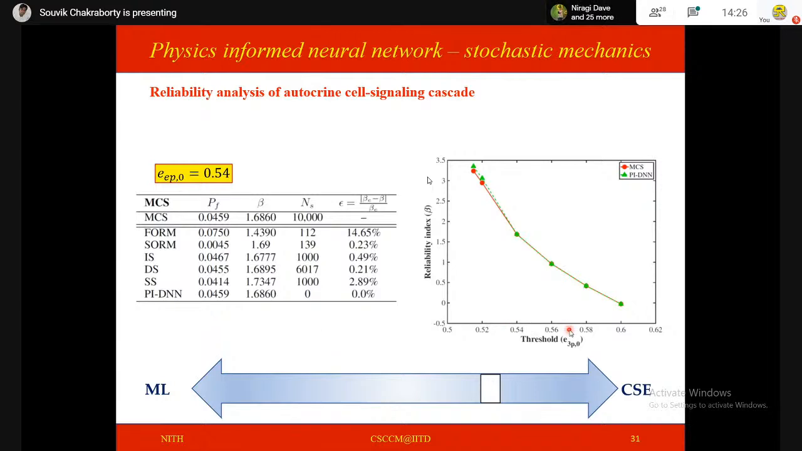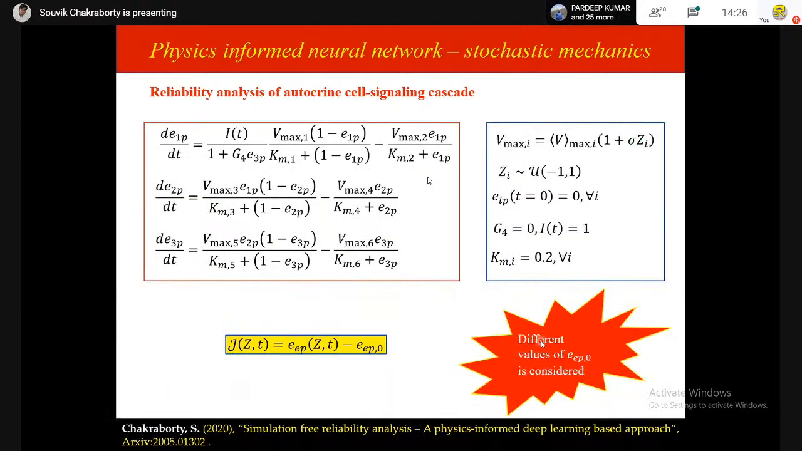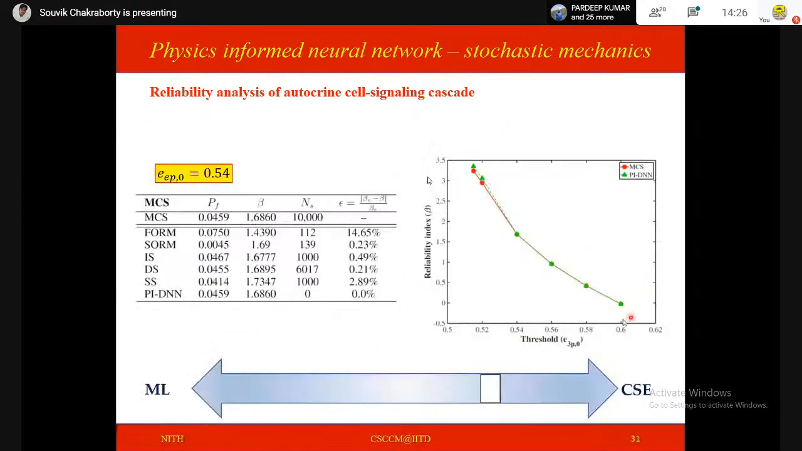And then in this case, we have varied the threshold value. So basically this value we are varying to see whether our method is robust or not. And we are comparing with MCS, which is our benchmark, and more or less the method is found to be robust.